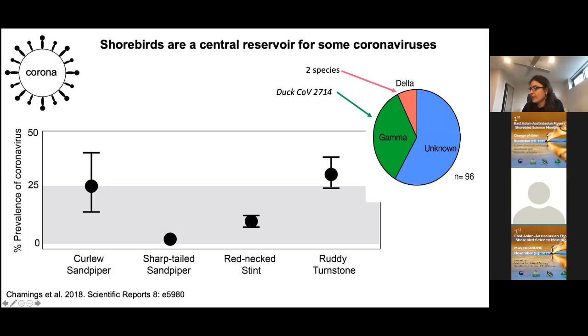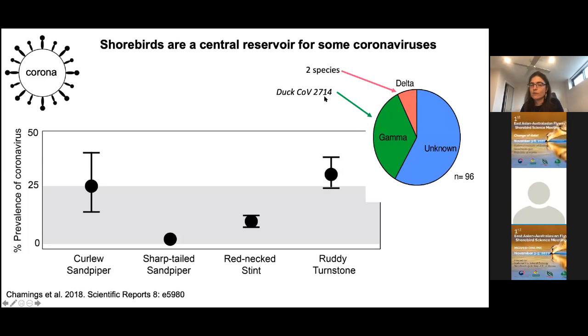So of the 96 samples that were positive for coronavirus, a large proportion of them we didn't genetically type. This requires quite a lot of work. And in this study, we looked at more species than just coronaviruses. But a third of those were gamma coronaviruses. So that's the genera, the genus. And of that, they sort of came back as this one species here called duck coronavirus 2714.